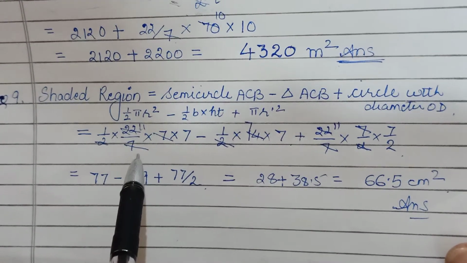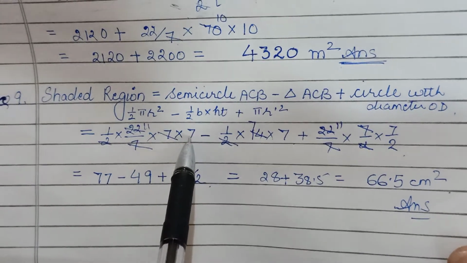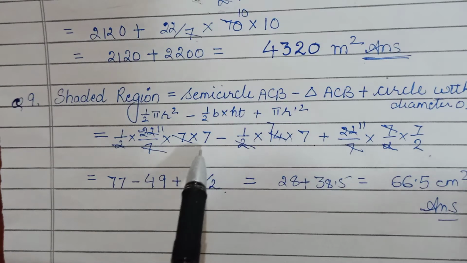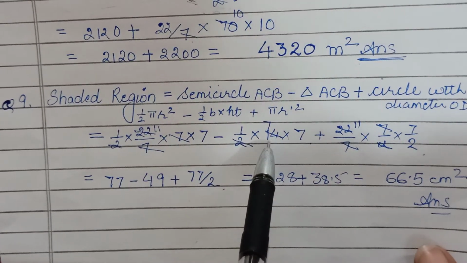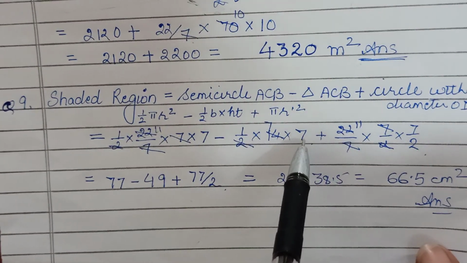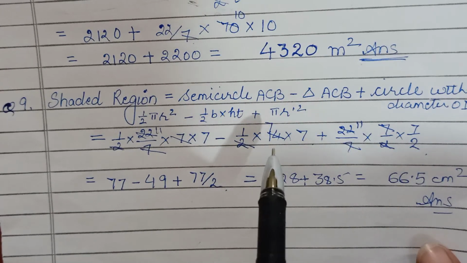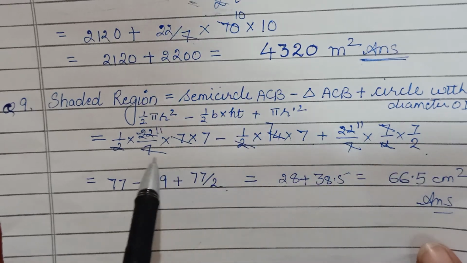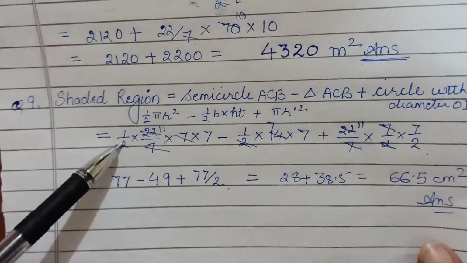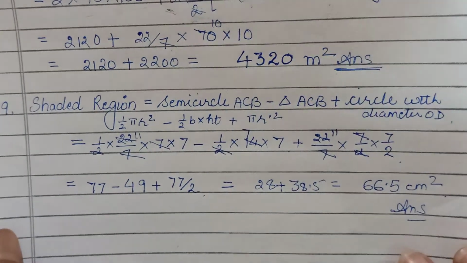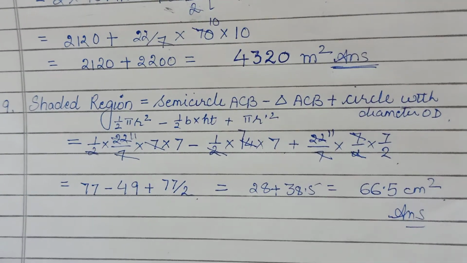So half into 22/7 into इसका radius 7 था. Okay, this circle we are talking about, semicircle. Then half into base was 14, I had explained you, height will be 7. Then pi and r would come out to be 7/2. All that I had explained you earlier. So cancel out whatever you can, multiply and get your answer. The area is coming out to be 66.5 centimeter square.